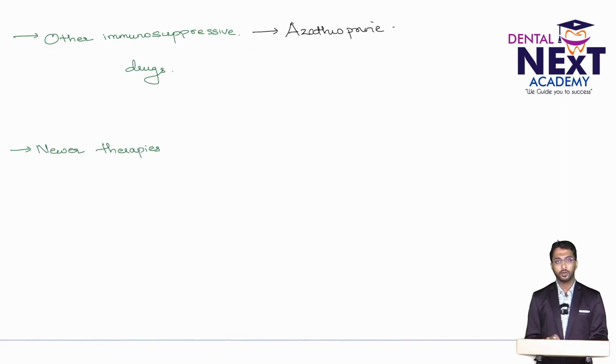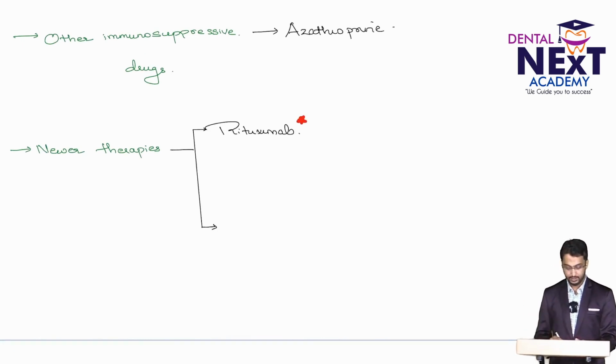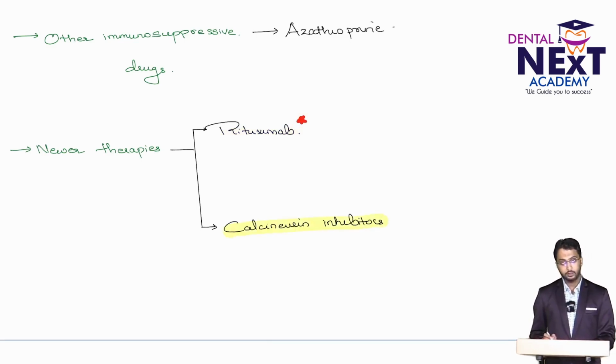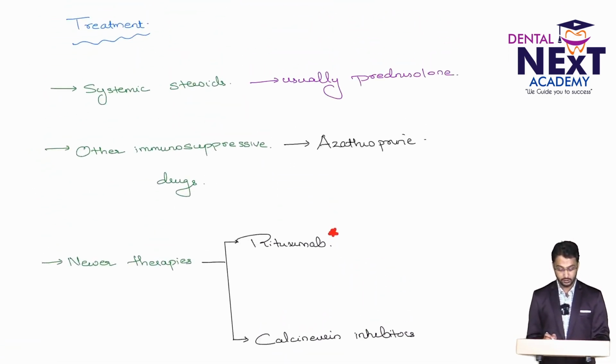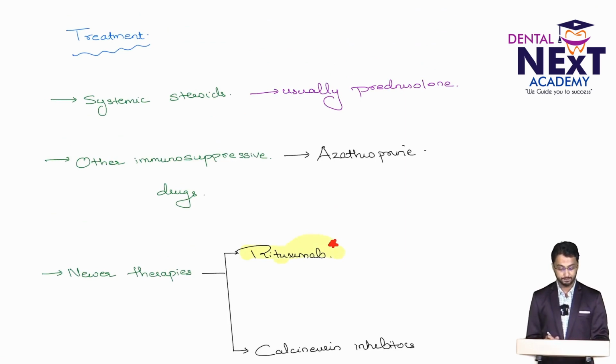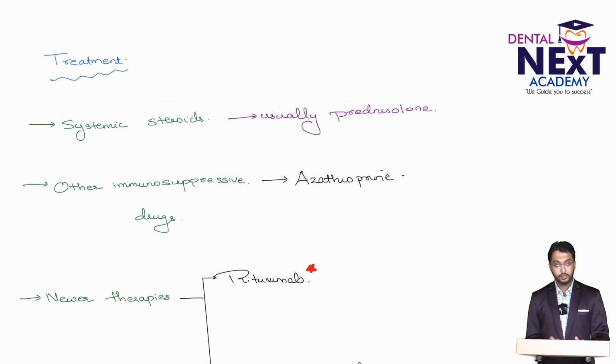Now, there are newer therapies to suppress the autoantibodies directly. Rituximab, very, very important. You'll study this in pharmacology again, in chemotherapy. And there are calcineurin inhibitors also. Just know them: rituximab, calcineurin inhibitors. Rituximab is much more important. So that's about the treatment part.